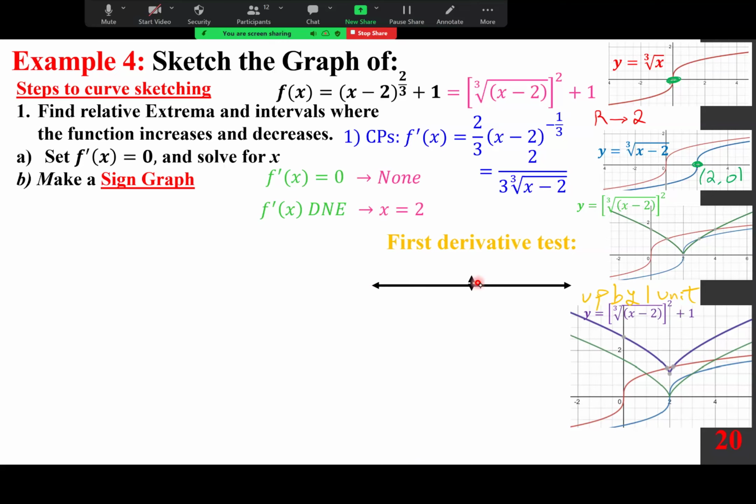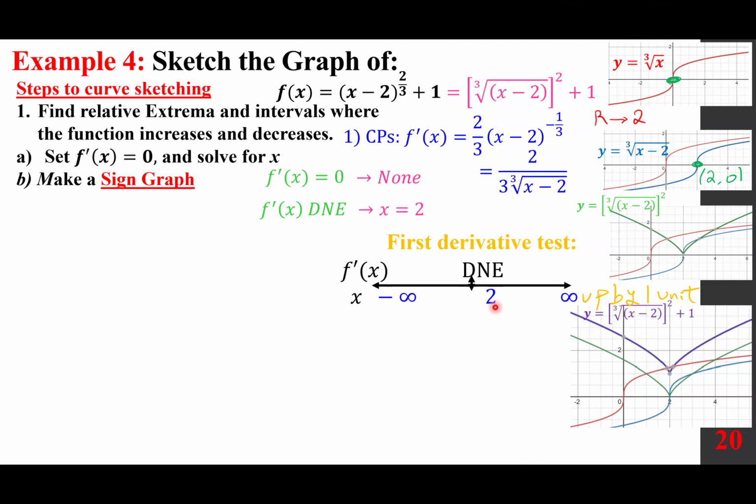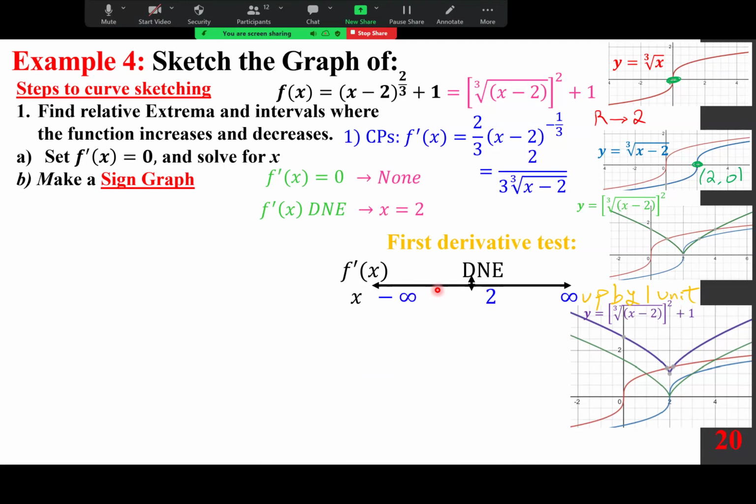Let's do the sign graph. We're going to go from negative to positive infinity. This is our x, this is our f prime of x, and we are going to pick up a test point clearly to the left of 2. For example, 0 would be easy to pick, right? TP, I'm going to call it. So we pick 0 here, and let's say 3 here.